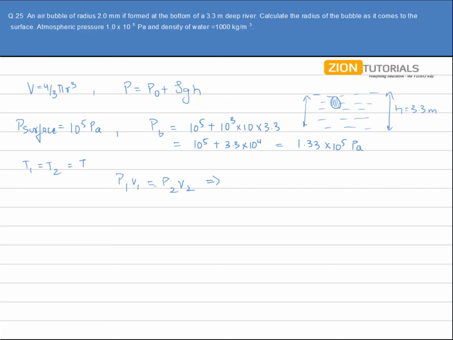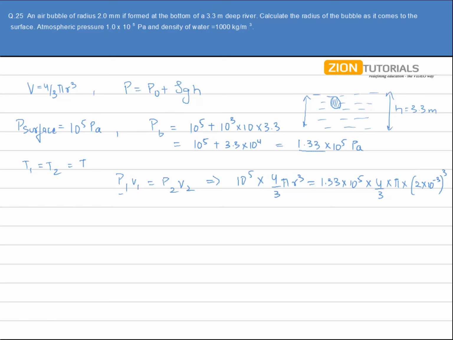This means P1 would be equal to the pressure at the surface, which is 10 raised to power 5. And what is the volume at the surface? 4/3 pi r cube, where r is the radius at the surface, which we have to calculate, right? And this would be equal to P2, the pressure at the bottom, which is 1.33 into 10 raised to power 5, right? And what is the volume at the bottom? It is given that the bubble has a radius of 2 millimeter at the bottom. So this will be equal to 4/3 into pi into r cube, where r is 2 into 10 raised to power -3, whole cube, right?